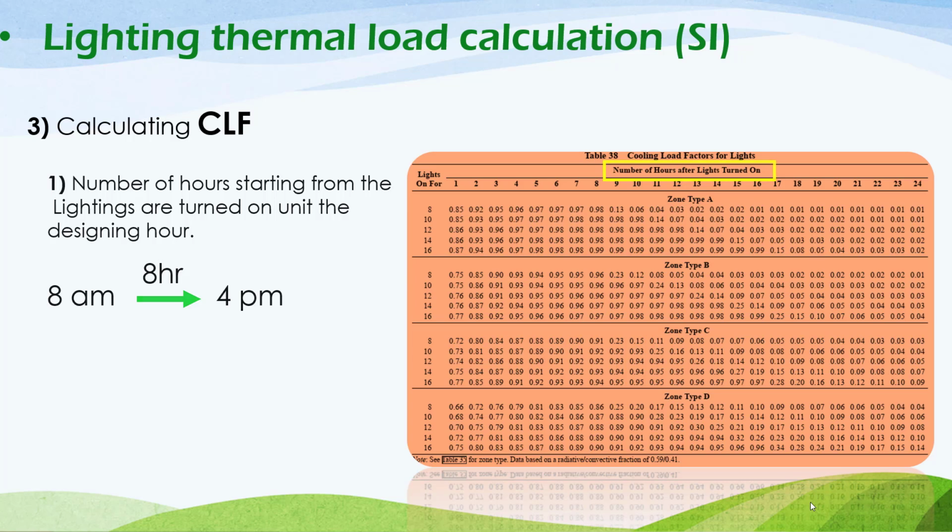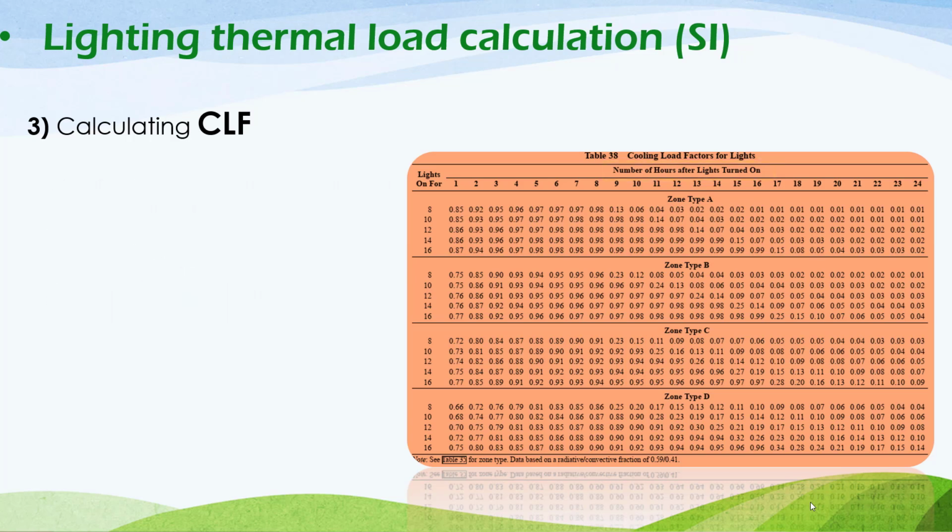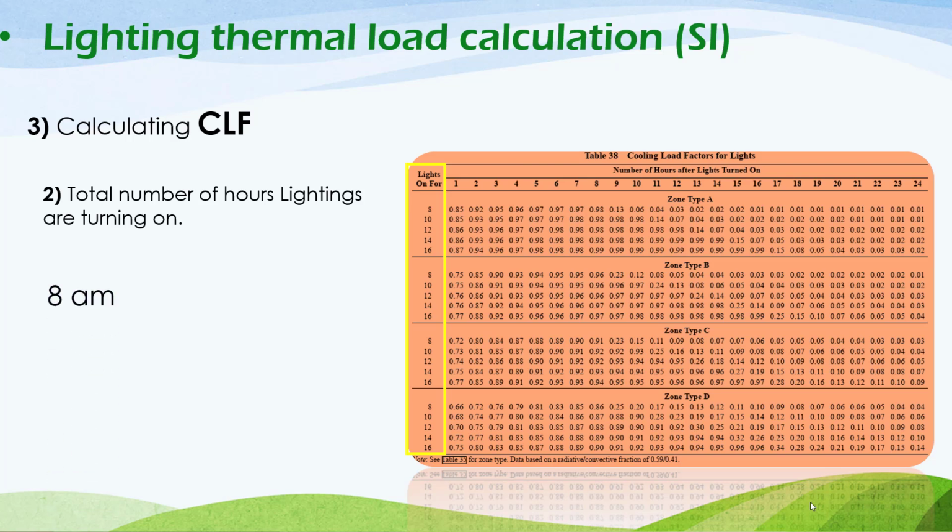After that, the second factor we need to calculate the CLF according to is the total number of hours that the luminaires will be turned on, so we can suppose that our luminaire system will be turned on at 8 AM and they will turn it off at 6 PM. So we enter this column to get the required row by selecting the number of hours to be 10.